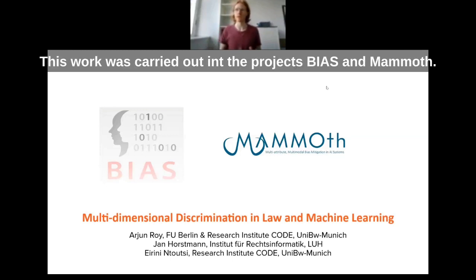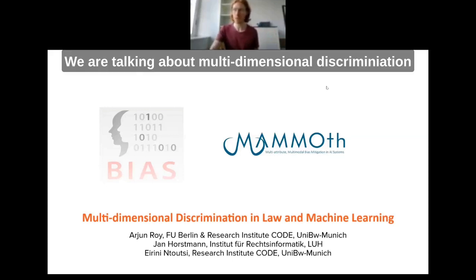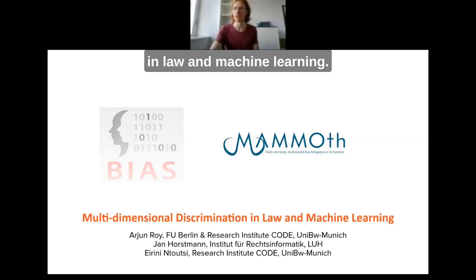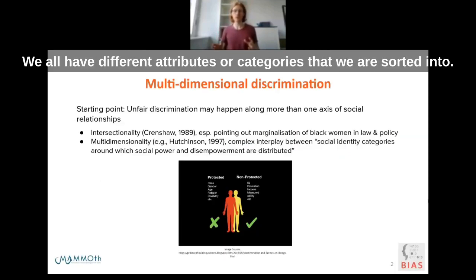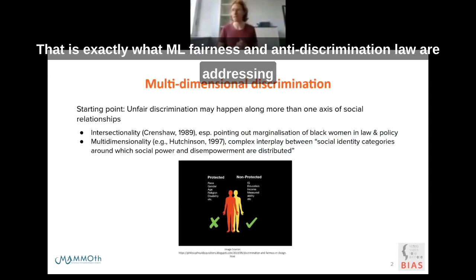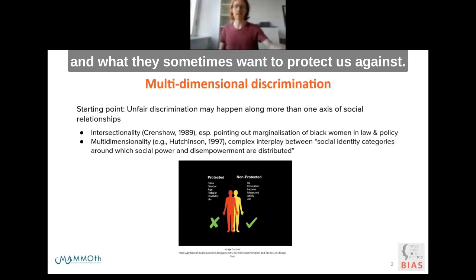This work was carried out in the projects Bias and Mammoth, and we're talking about multidimensional discrimination in law and machine learning. So, what do we mean by that? Well, we all have different attributes or categories that we are sorted into, and that is exactly what ML fairness, but also anti-discrimination law are addressing, and what they sometimes want to protect us against, right?